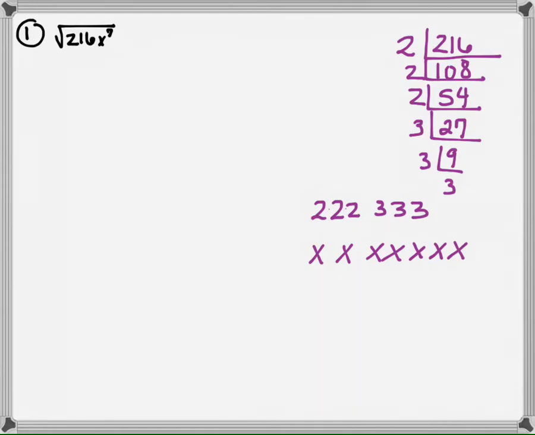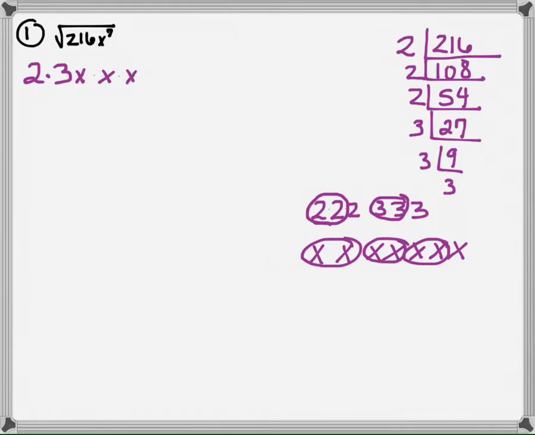So I am going to look in here and see, okay, I have a set of 2 2's. So I'm going to write that 2 down. I have a set of 2 3's. So I'm going to write that 3 down. I have 1, 2, 3 x's. And this time I'm going to write it out separately. You don't have to write it that way. You can go ahead and go down to the next step and say that's x cubed. But if you need to see it, that's how it's looking.